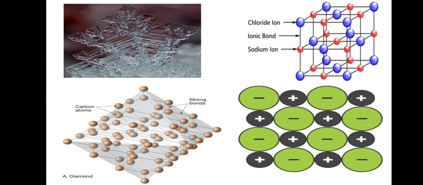Then the third one on the extreme left lower side is diamond. Diamond belongs to the covalent type of solids. So you can see there diamond is an allotrope of carbon. So all carbon atoms are present in this case. However, they have a stronger force of attraction between all the carbon atoms. The strong bonds are present, and this stronger attraction results in the formation of covalent bonding. So these are the covalent solids.